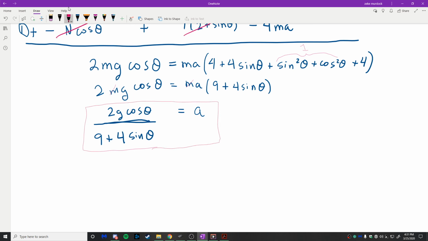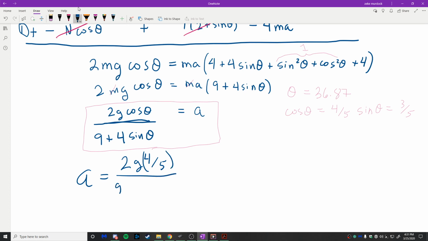Actually, we can turn it into a number here in a second, because we also know that theta is equal to 36.87. And what that means, we know that cos theta is equal to, what is it, 4 over 5? And sine theta is equal to 3 over 5. So plugging those into this equation, we can get an answer for A in terms of the acceleration due to gravity. And what we'll get is A is equal to 2 times g times the cosine of theta. Cos theta is 4 over 5, so 4 over 5 here, divided by 9 plus 4 times sine theta, which is 3 over 5.